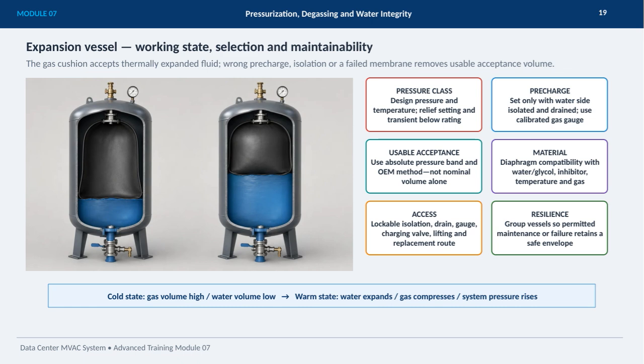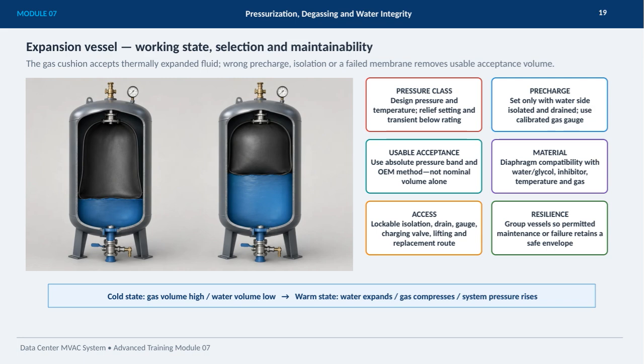Material compatibility is crucial, ensuring the diaphragm can handle water or glycol mixtures, inhibitors, varying temperatures, and the type of gas used. Access features are also important. The vessel should have lockable isolation valves, a drain, a gauge, a charging valve, and a clear route for lifting and replacement. Finally, resilience is key. Grouping vessels can help ensure that maintenance or failure of one does not compromise the entire system's safety margin.